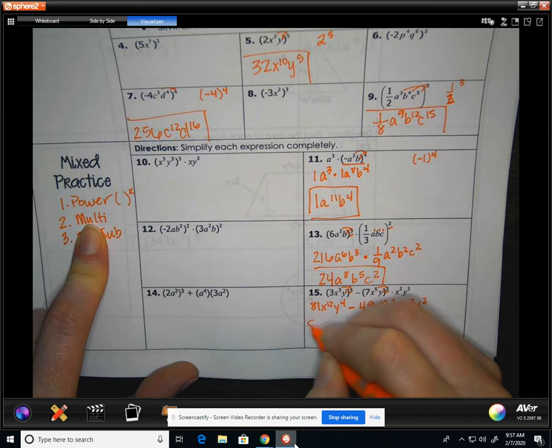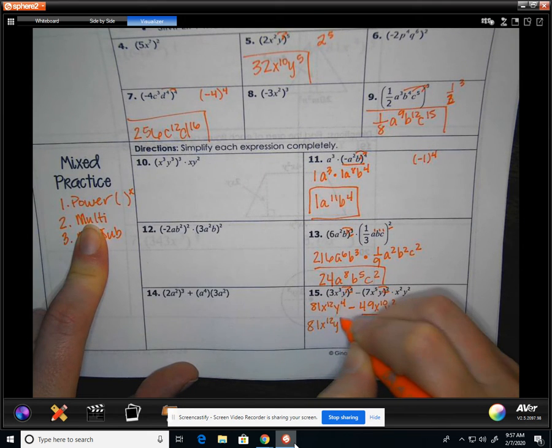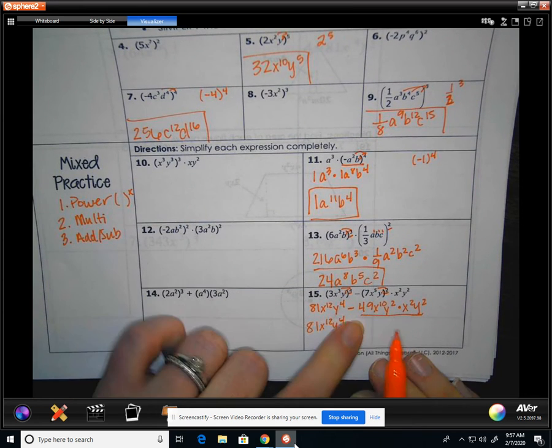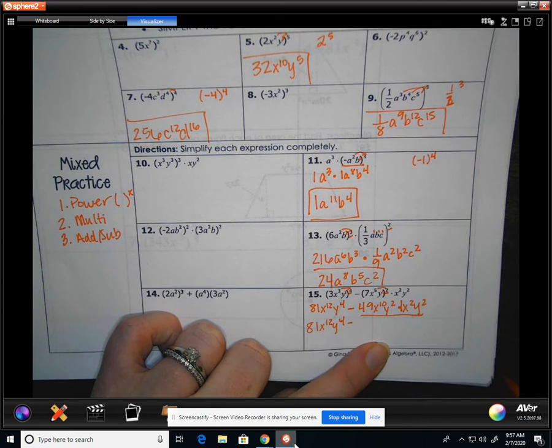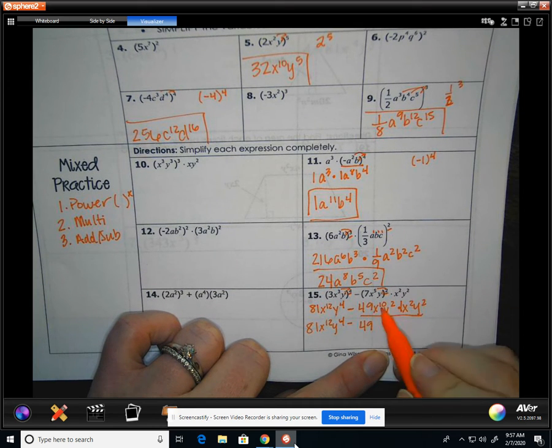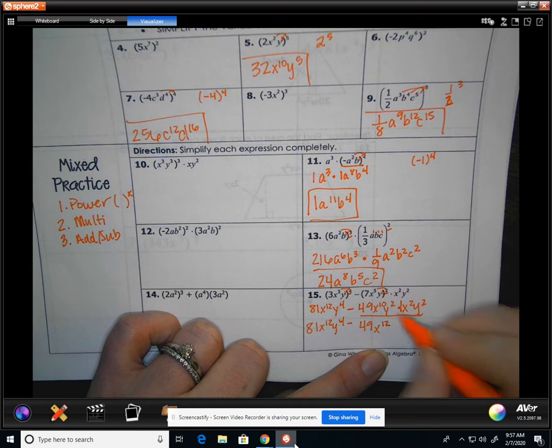So I'm going to just keep 81, x to the 12th, y to the 4th, minus. I'm not doing anything with that yet. So now we're going to do 49 times 1. And 49 times 1 is 49. And then when you're multiplying, you add your exponents. So 10 plus 2 is 12, and 2 plus 2 is 4.